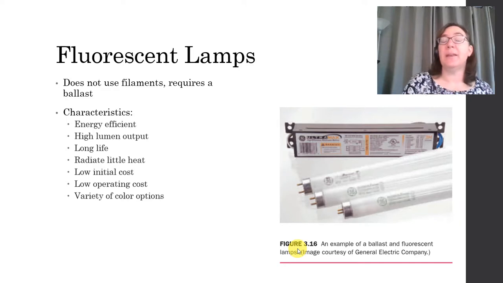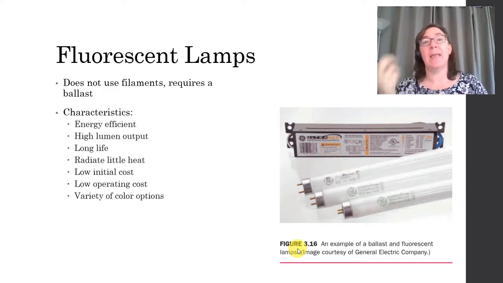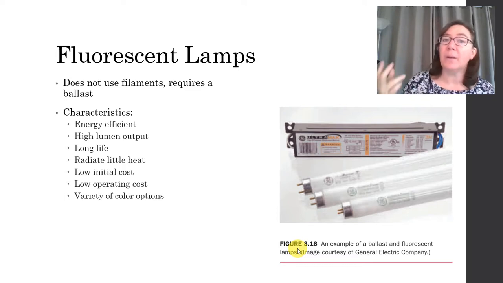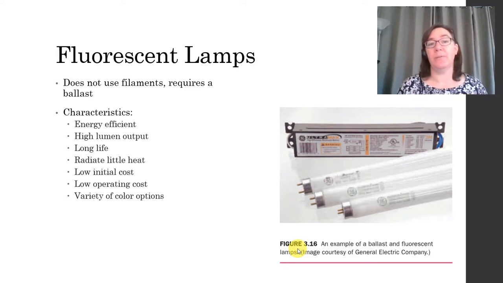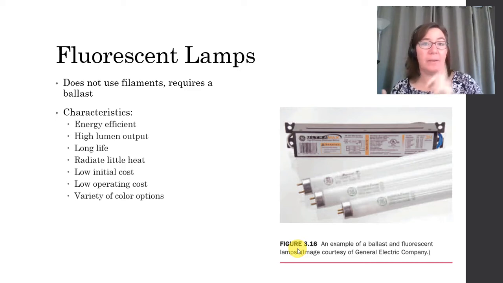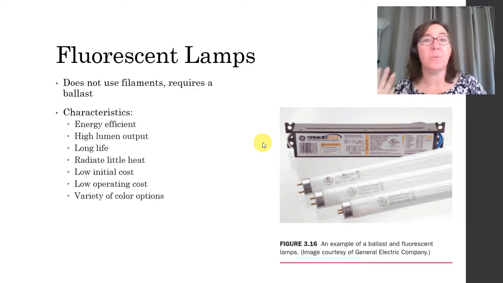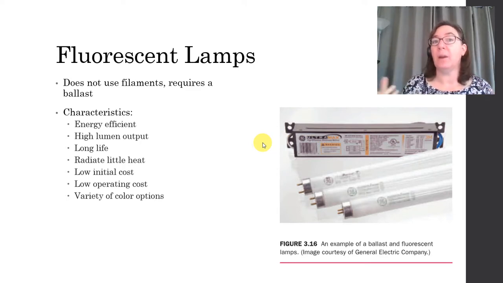Now, the light from incandescent lamps was produced by heating up a filament until it glows. Fluorescent lamps are very different. They don't use those filaments. Instead, they use a ballast. You can see one here in this picture. Here are some fluorescent tubes, and here is the ballast that goes along with them. The ballast is typically tucked away somewhere in the luminaire, in the light fixture.